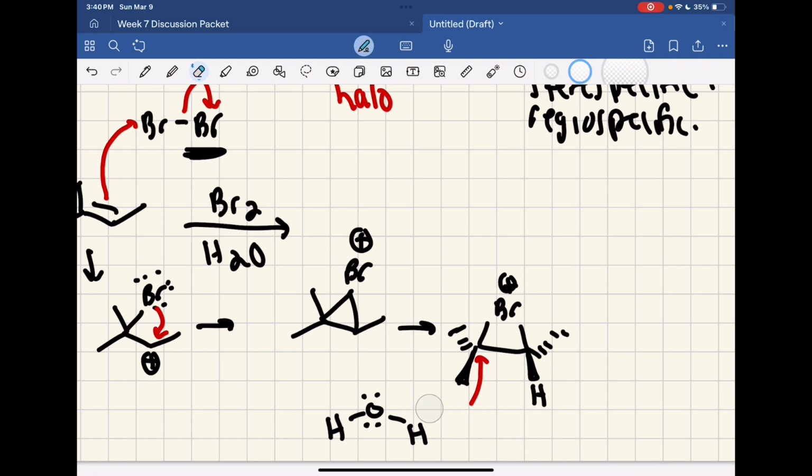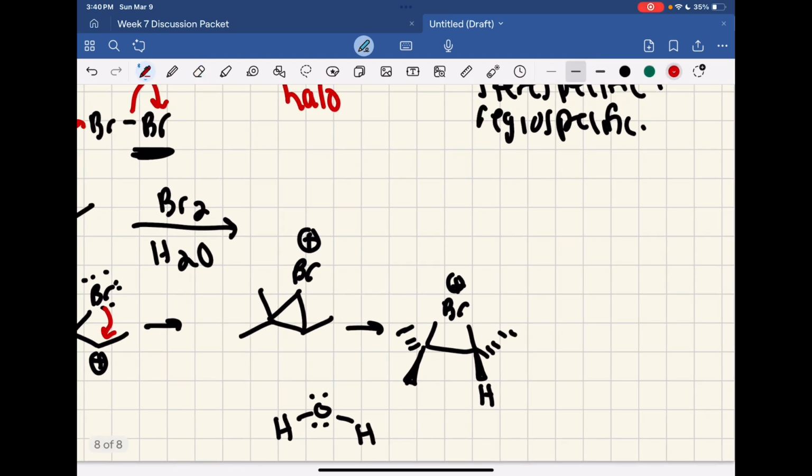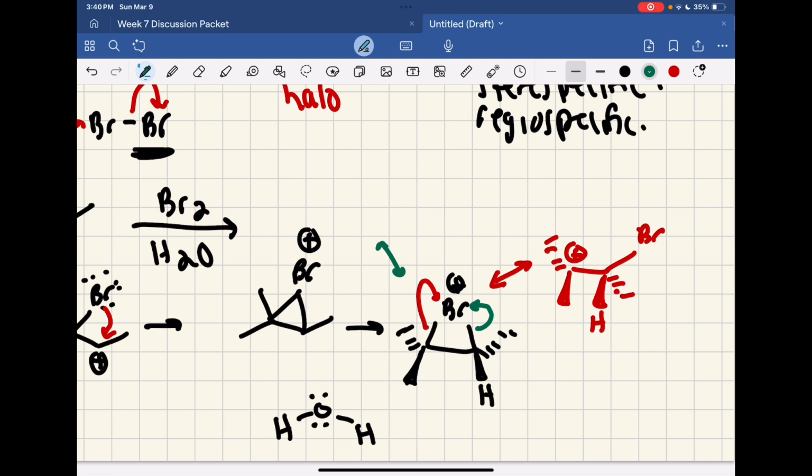So let me just prove that to you. Right now we have a positive on a bromine. That is horrible. So if I were to consider a resonance picture here, and I break that bond, this is not part of the mechanism, this is just me proving this to you, we would get a tertiary carbocation. If I were to break the other way, I get a secondary carbocation.